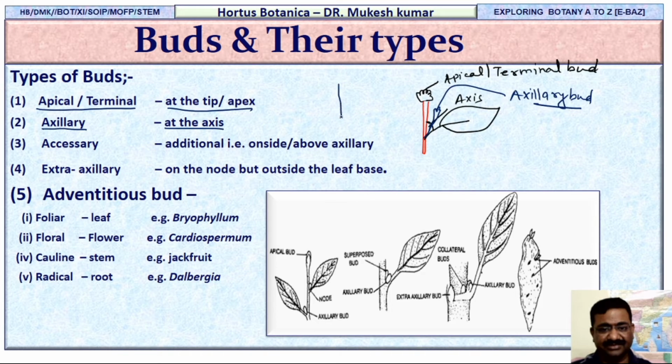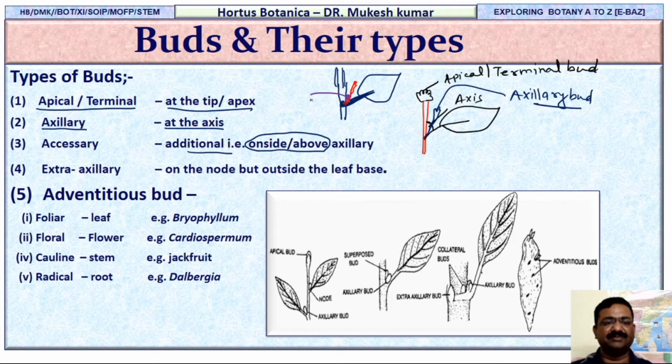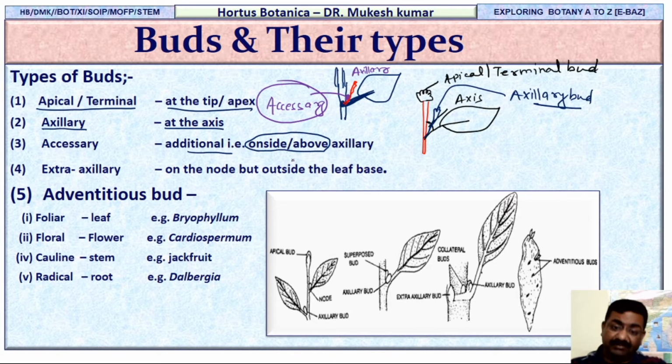But it might be possible this is the nodal position. Okay, this is the origin of this very leaf. And see what happened. Some additional bud may come on the side or above the axillary bud. That means, if it is say an axillary bud, another bud might come on the side. See, this color has been changed. By this side you will find another bud, and this very bud is the additional bud of this axillary, and it's called accessory bud, helping bud. Fine. So it is an additional bud, present on the side or above the axillary bud. Is it clear? Now the fourth one is the extra-axillary.